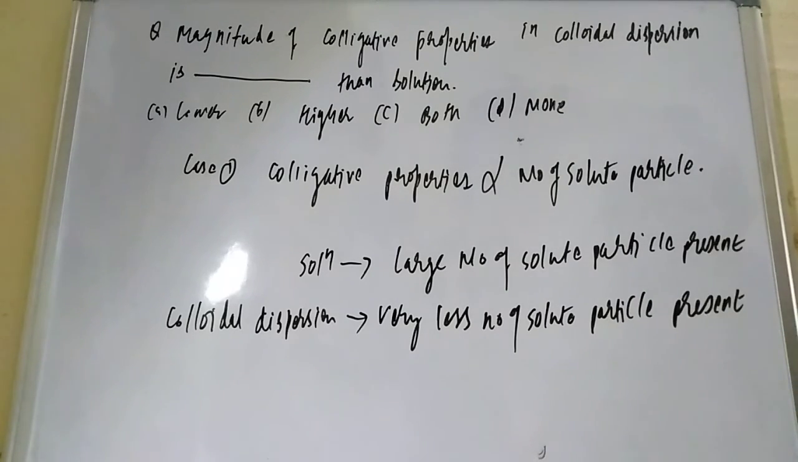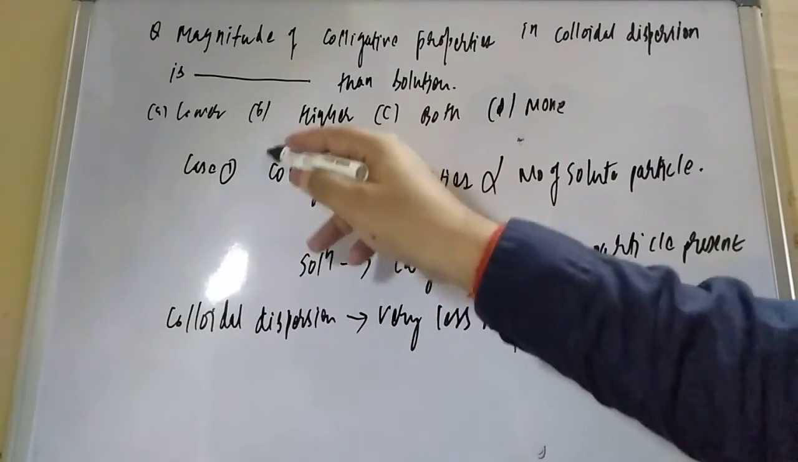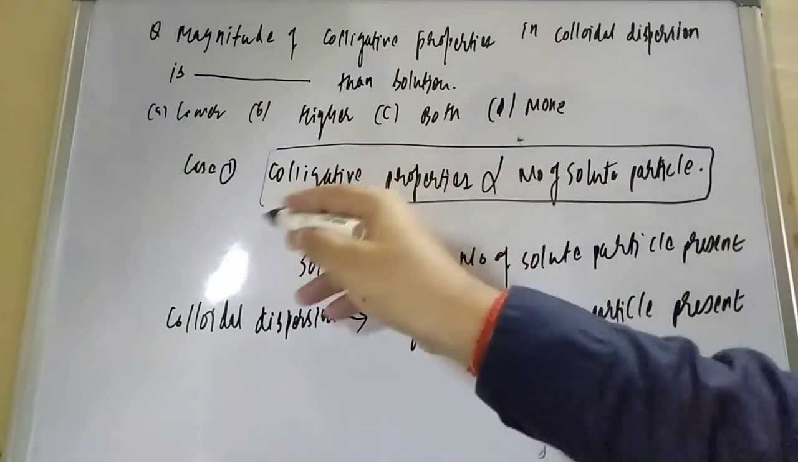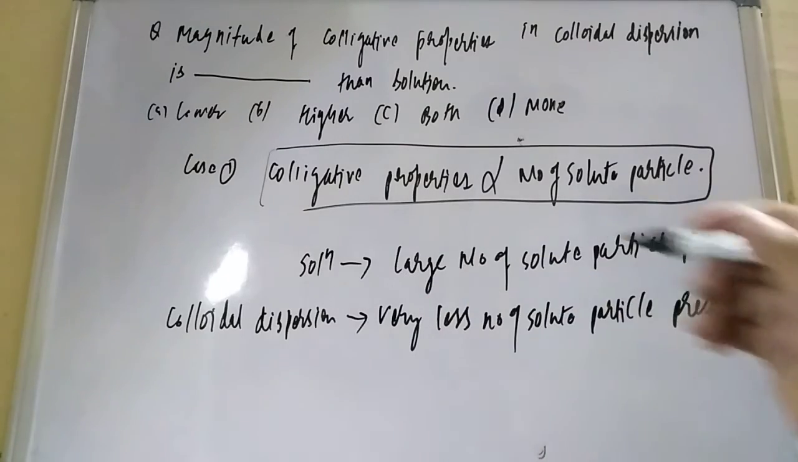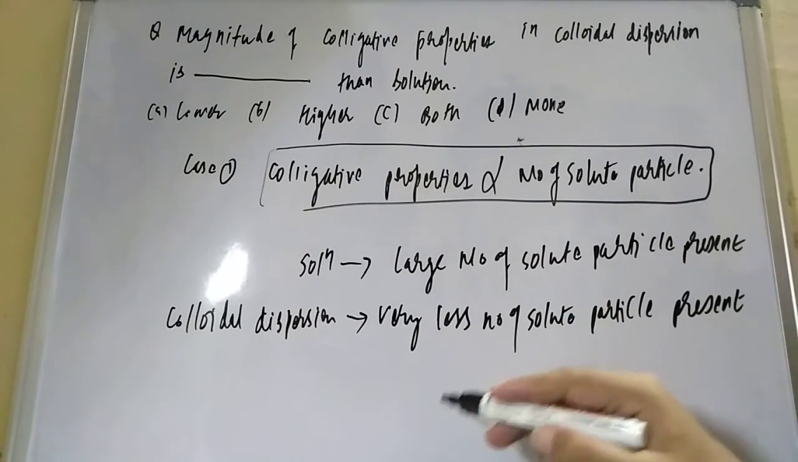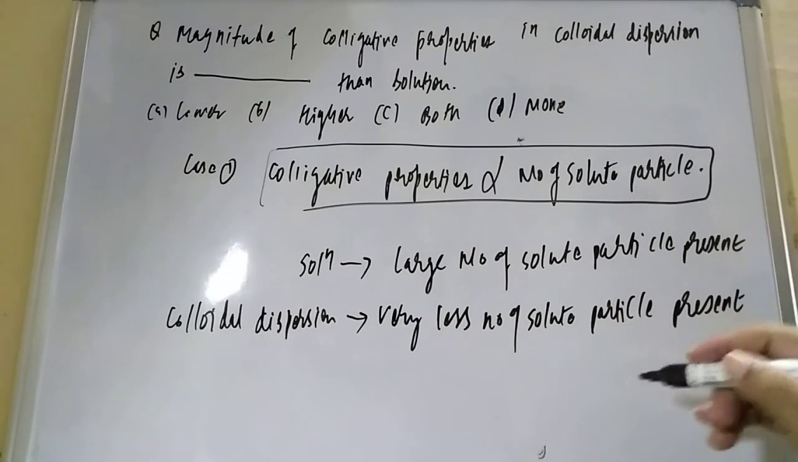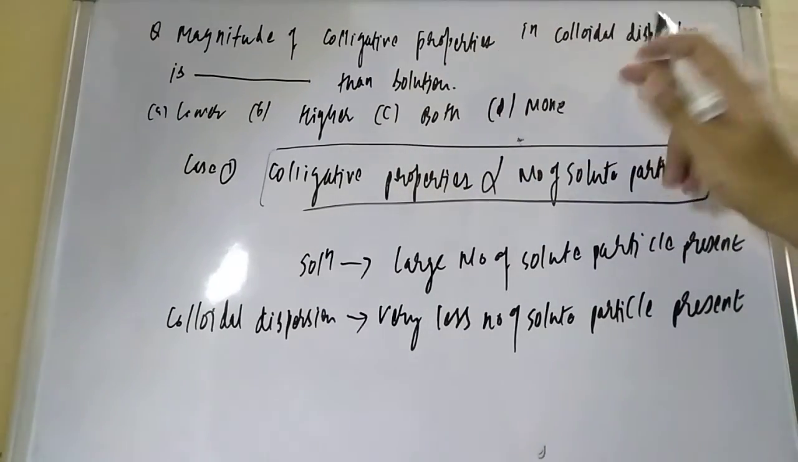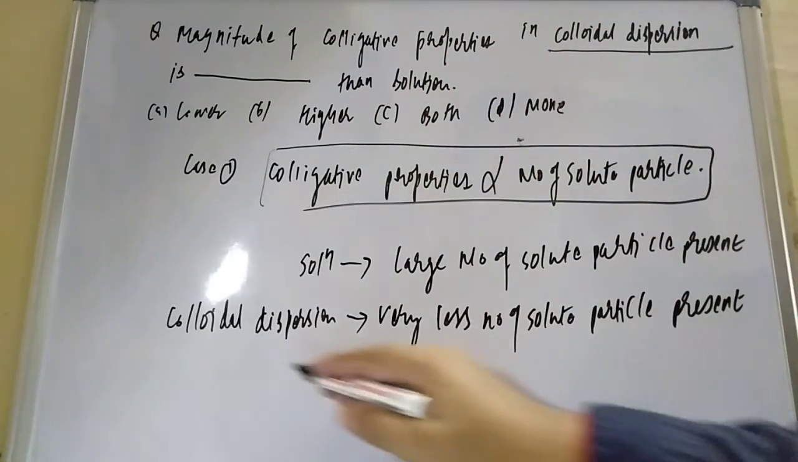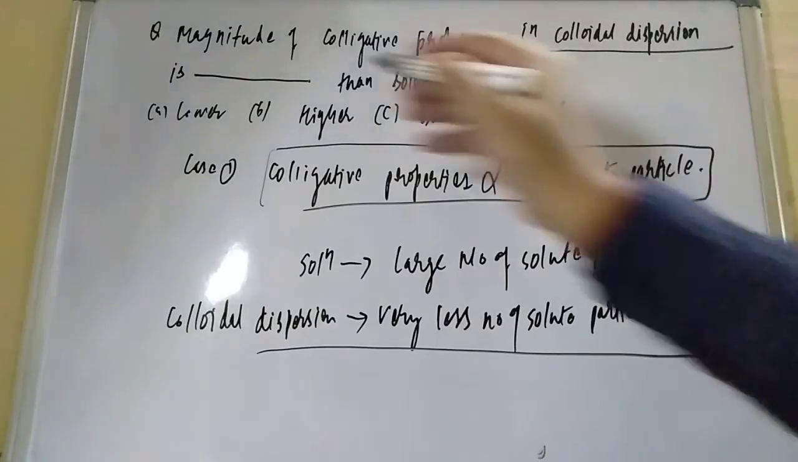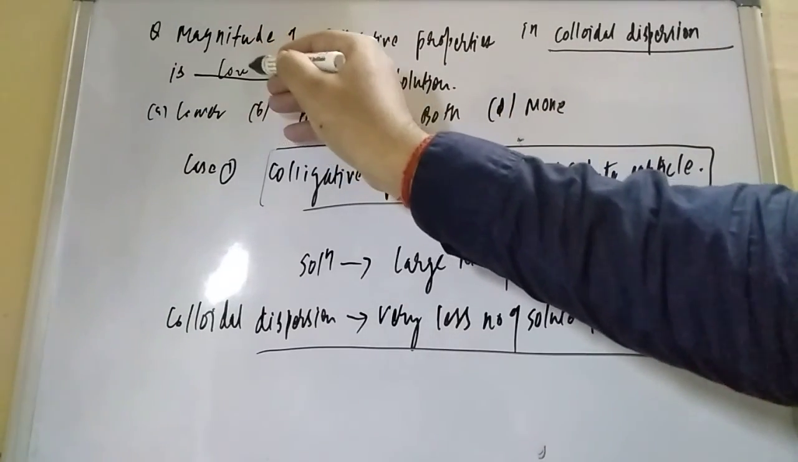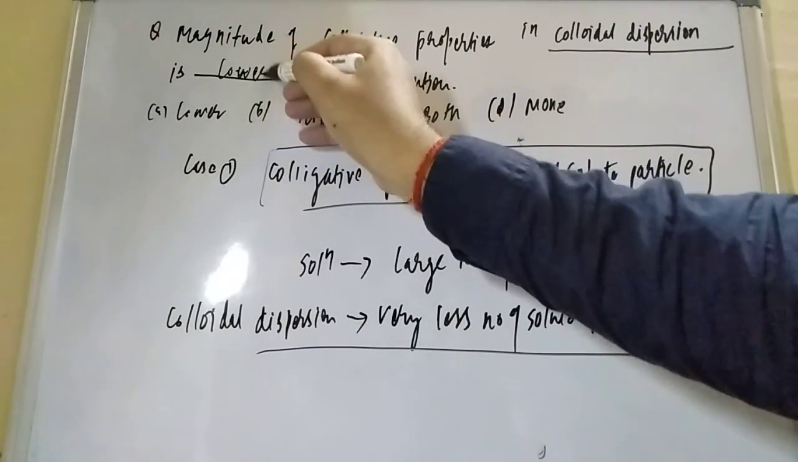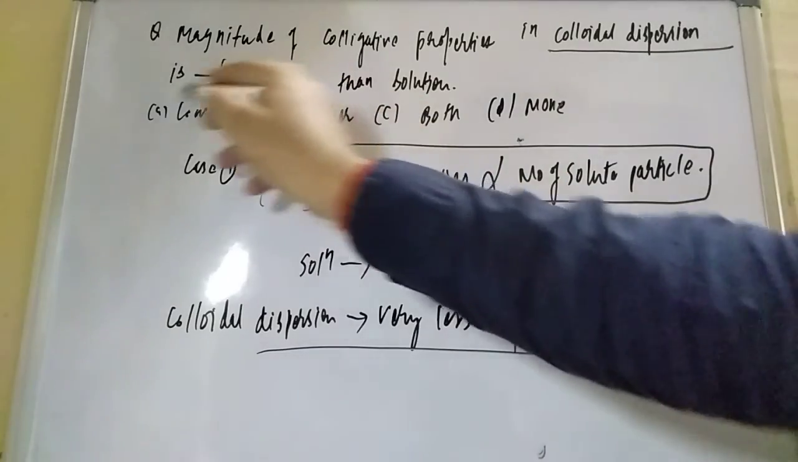It means, student, which one will have the greater colligative properties? Colligative property is proportional to the number of solute particles. A solution has a large number of solute particles, while a colloidal dispersion has fewer. So the magnitude of colligative properties in colloidal dispersion is what? With fewer particles, it is lower than the solution. So option A is correct.